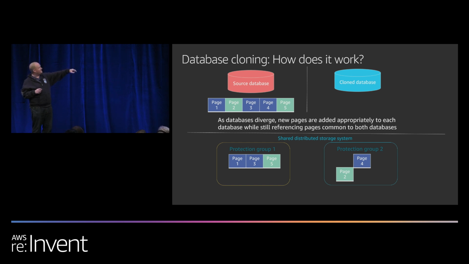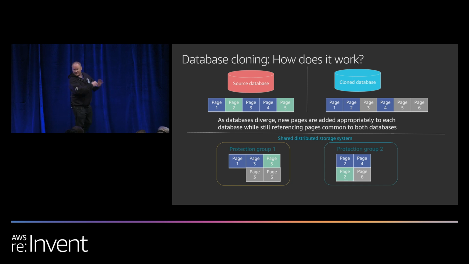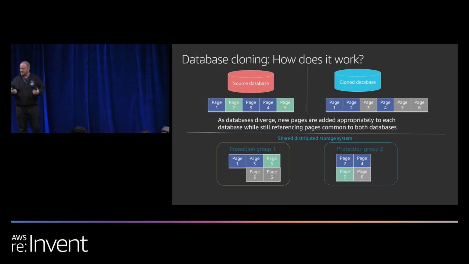So page 2 was updated, and it added page 5. Then the clone, which had the same blue from the beginning, still has the original blue too, because that didn't change on that side. It updated page 3, so it has a new version of page 3. And it also created a new page 5, which is not the same page 5 as the other one, right? And it added its own page 6.